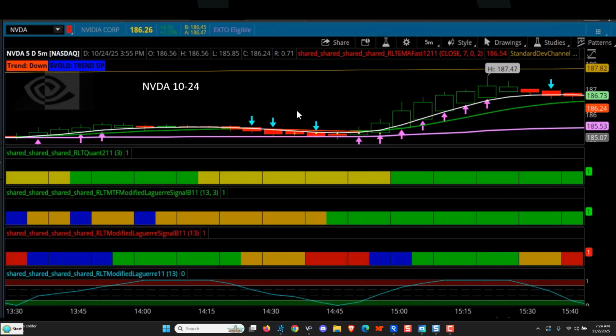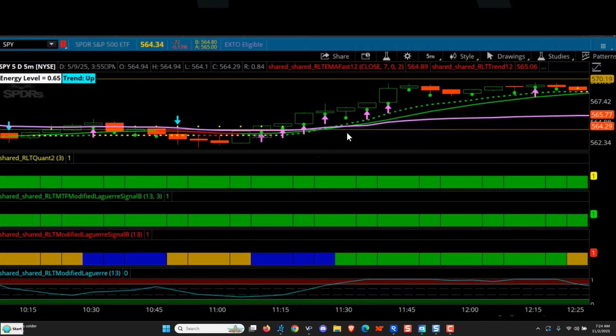All right. Hopefully you can see that clearly. This is another trade we took on the SPY. I don't show the entrance and exit, but I just want you to see. We go from bearish to bullish right here.